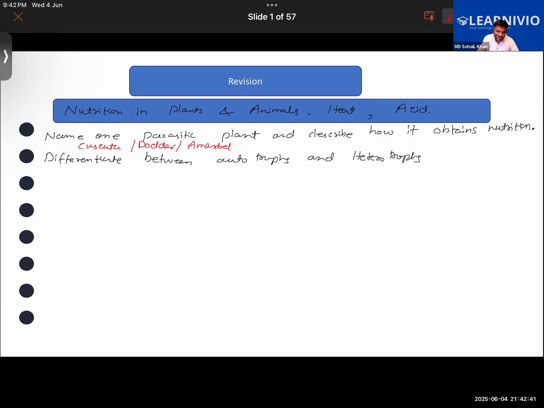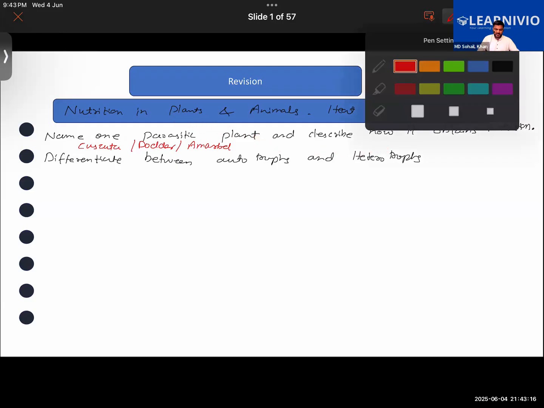Differentiate between autotrophs and heterotrophs. Sir, autotrophic is the mode of nutrition in which organisms prepare their own food; they are called autotrophs. And heterotrophs are the organisms that depend on another organism for food. Okay.